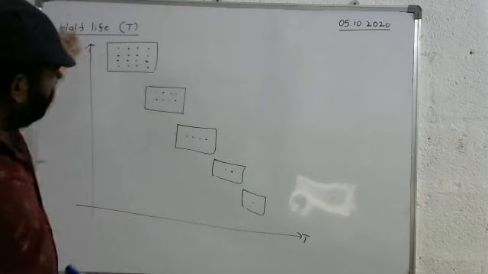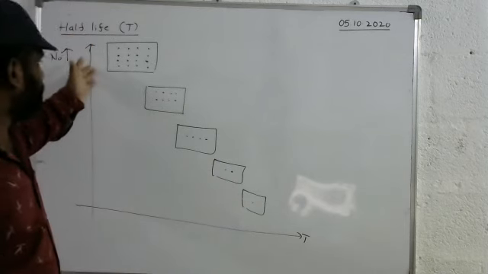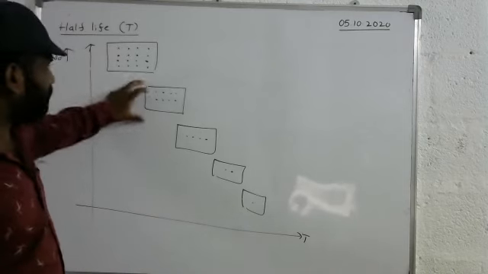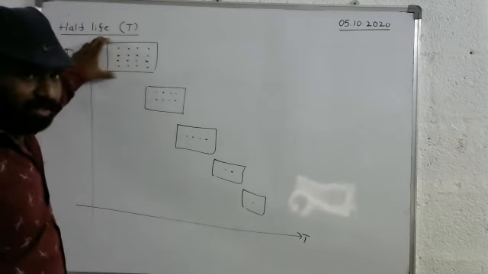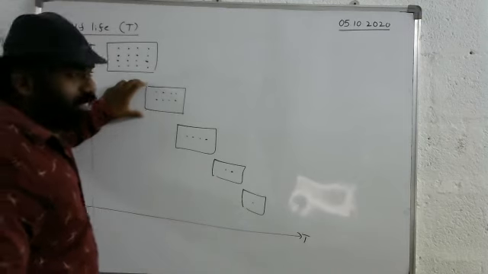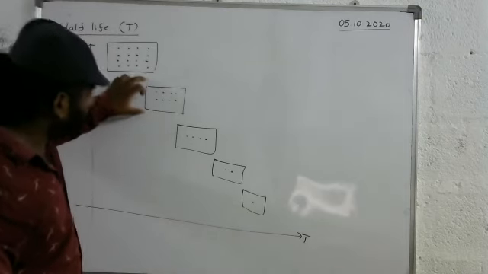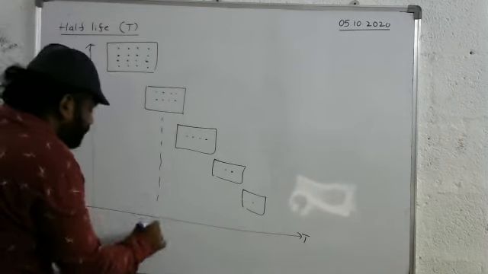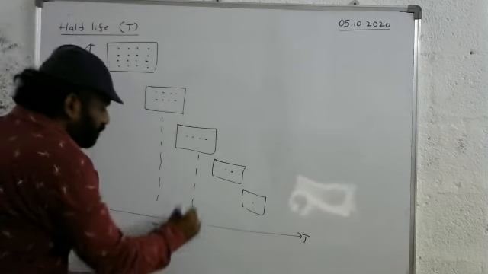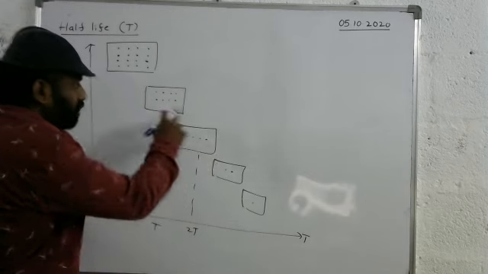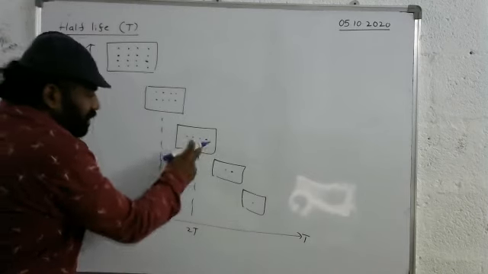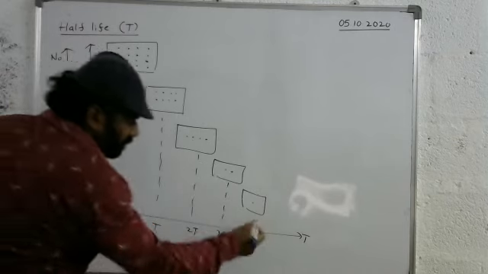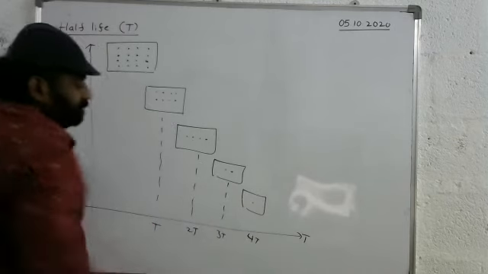Suppose you plot a graph between half-life and the number of nuclei. For the first half-life, the number of nuclei is reduced to 8, meaning half of the number. For the second half-life, it is reduced to half again, meaning from 8 it becomes 4. For the third half-life, it becomes 2. For the fourth half-life, it becomes 1.